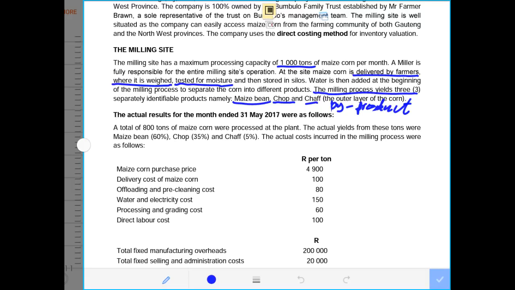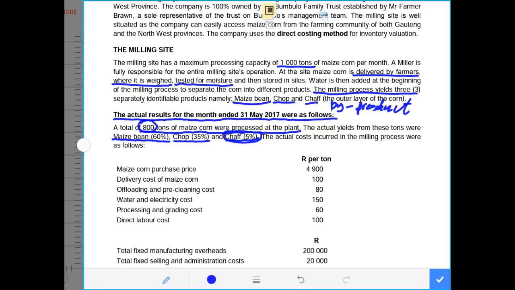Then it says the actual results for the month ended 31st of May 2017 were given to us below. A total of 800 tons of maize corn were processed at the plant. So now this is their total output, total production. The actual yield from these tons were maize bean of 60%, chop of 35%, and chaff of 5%. And we can see that chaff is a very small portion.